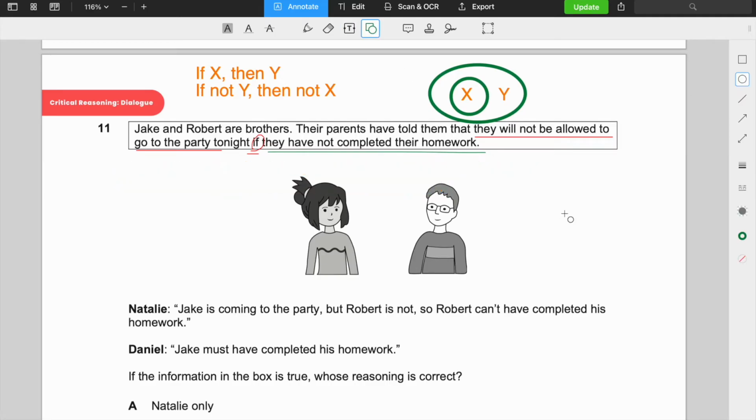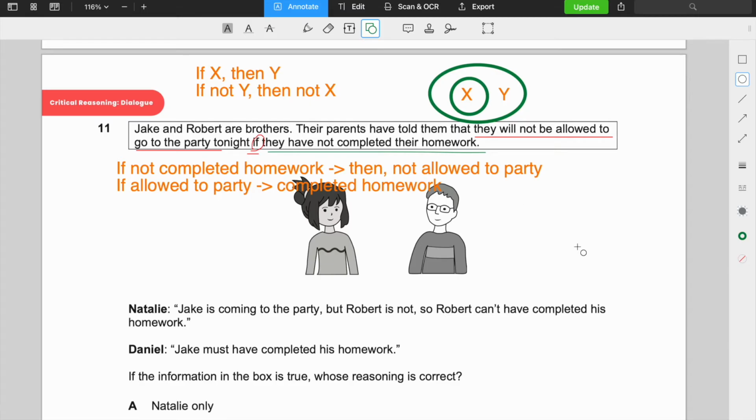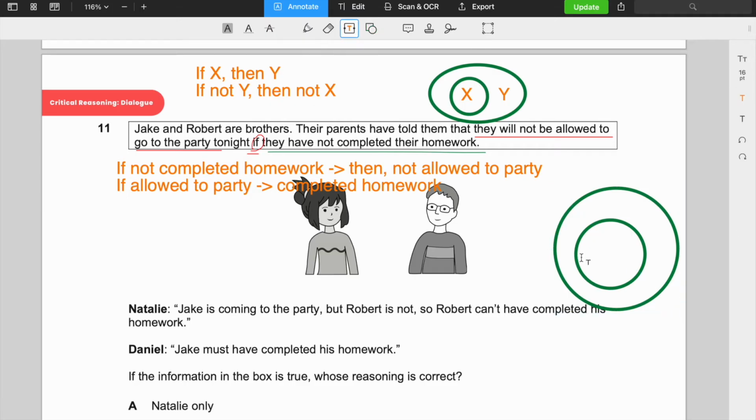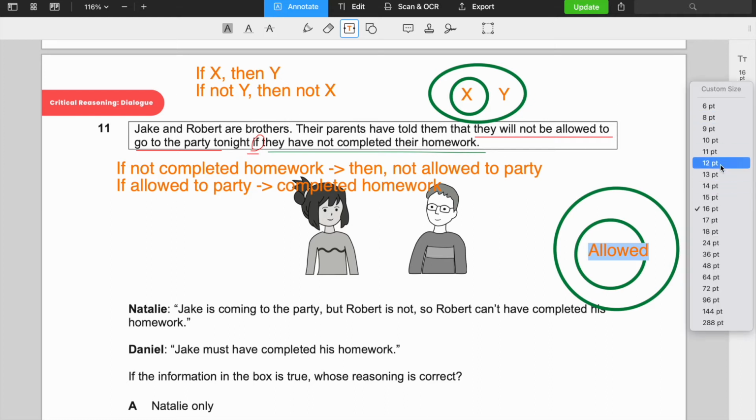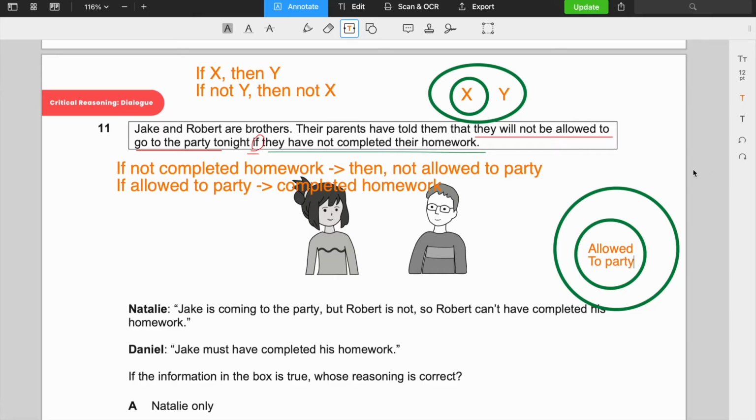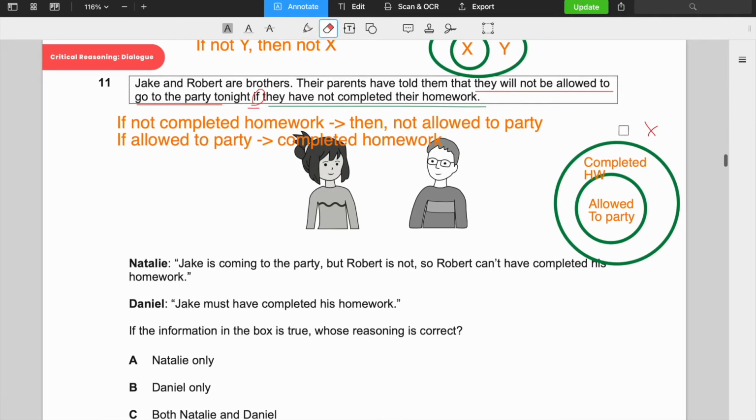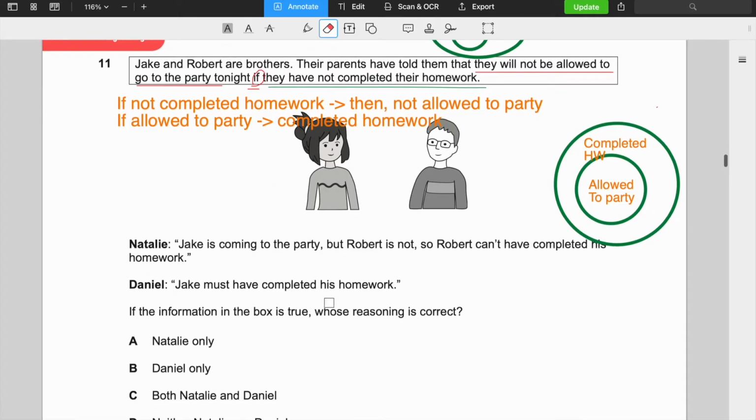And you can even draw a Venn diagram. You don't need to do this in an exam, obviously. You only have 1 minute for the question, but I'm just doing it for the sake of explaining for you guys. So the smaller circle is always the sufficient condition first. So if allowed to go to party, then they have completed homework. That's the larger circle, so that's the necessary condition. Does that make sense? So if you haven't completed your homework, so if you're not in that larger circle or the necessary condition, then you obviously can't be in the smaller circle, therefore you can't come to the party. Okay, so that's our diagram, and let's go through and analyze different people's reasoning.